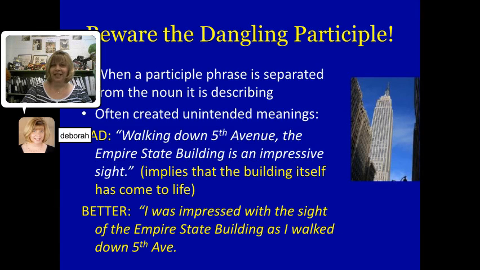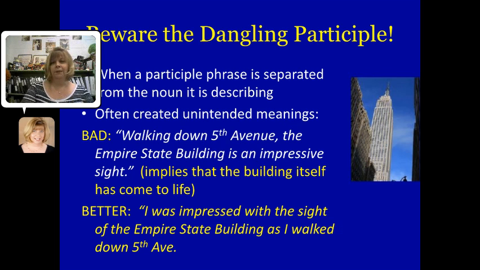Participles that get separated in a sentence from their antecedent can create some of the most amusing mistakes that you'll see in English writing. When a participle phrase gets separated from the noun it's describing, we refer to that as being a dangling participle. So look at this, for example. Walking down Fifth Avenue, the Empire State Building is an impressive sight. Well, I'm sure that if the Empire State Building over here suddenly sprouted legs and began to literally walk down the street on Fifth Avenue, that would indeed be an impressive sight to see on your trip to New York.